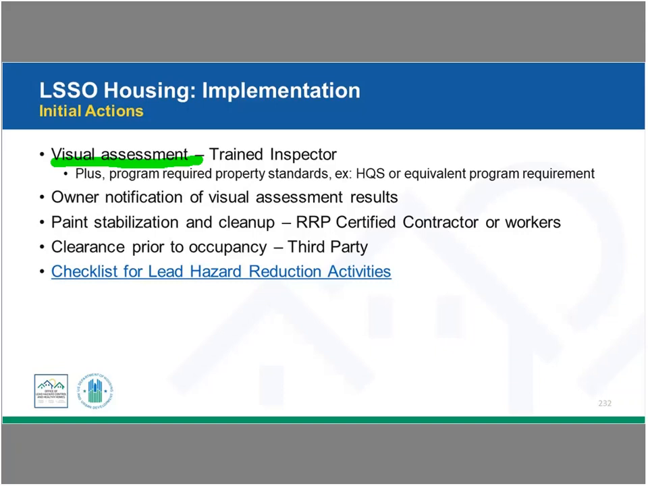here were the results of that. So the owner's going to be notified of the visual assessment results, and then based on that, we would need to see the paint stabilization and cleanup be done. It's going to require, again, that we have certified contractors and workers, and then there's going to be clearance testing, and it's being completed by a third party. So really a key part of this.